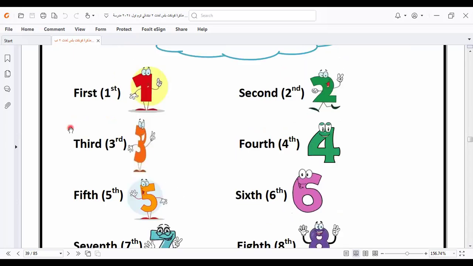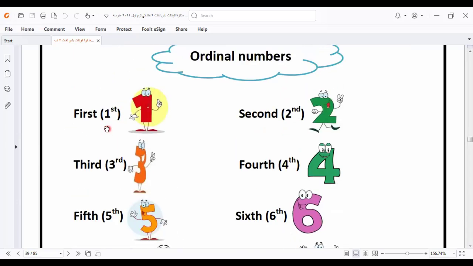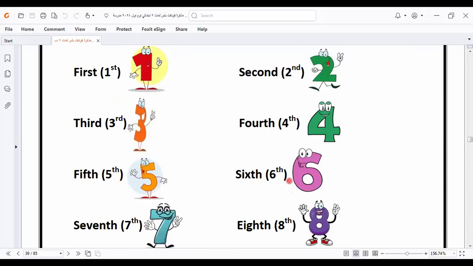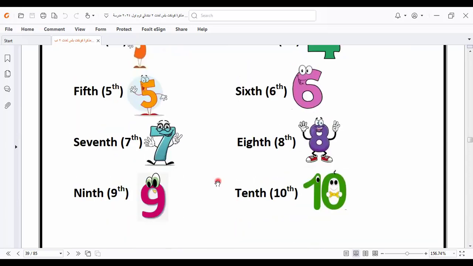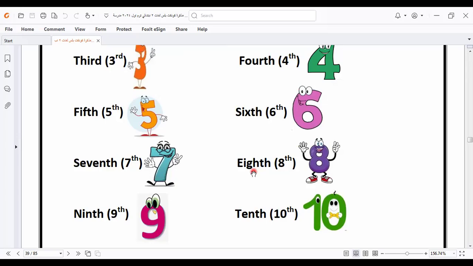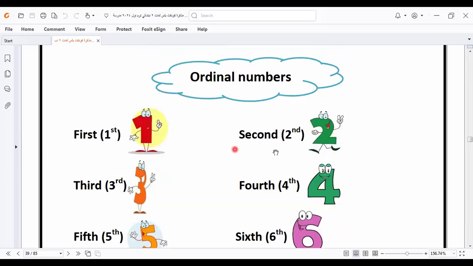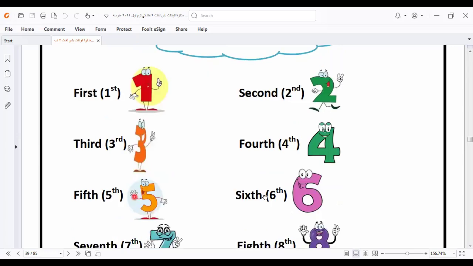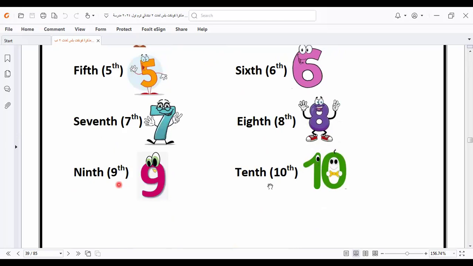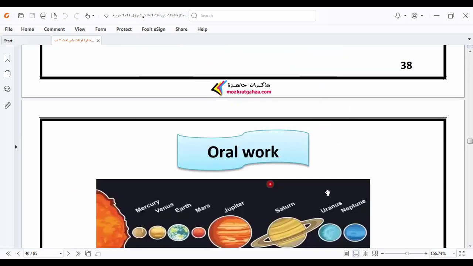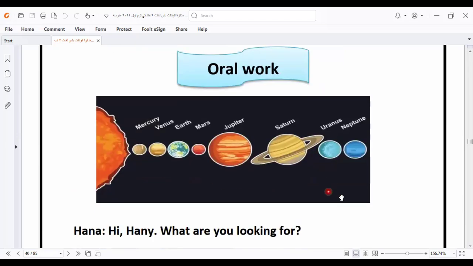Okay, let's read the numbers together. First, second, third, fourth, fifth, sixth, seventh, eighth, ninth, and tenth. I will repeat again. First, second, third, fourth, fifth, sixth, seventh, eighth, ninth, and tenth. Let's go. This is called the oral work.